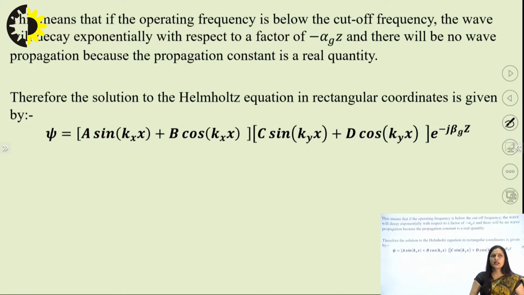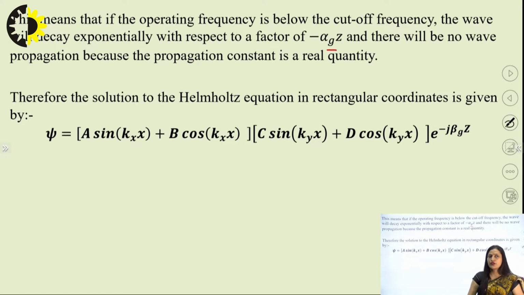So this means that if the operating frequency is below the cutoff frequency, the wave will decay exponentially with respect to a factor of alpha g z. Alpha g is basically the attenuation factor inside the waveguide, and z is used because your wave is propagating in the z direction. There will be no wave propagating because the propagation constant is a real quantity, because all the wave which is entering the waveguide will be 100% attenuated.